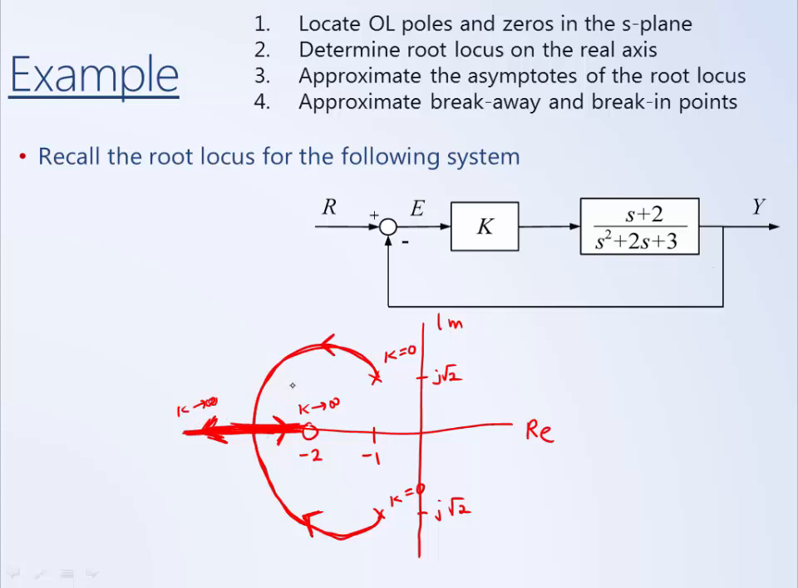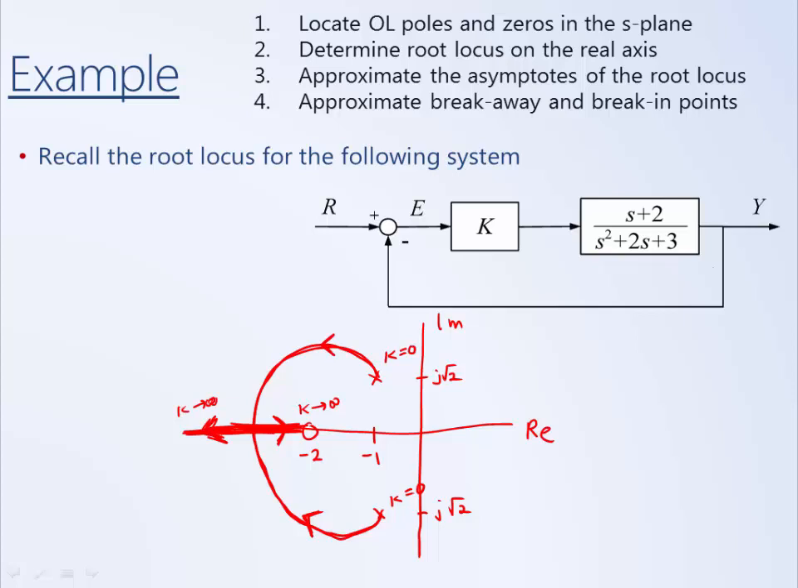This point where these two branches meet and then spread out along the real axis is called the break-in point. This break-in point defines where the two branches come together on the real axis. Breakaway points, consequently, are where two branches come together and break away from the real axis. Technically, you can have breakaway and break-in points that aren't on the real axis, but for the vast majority of cases they will be on the real axis.